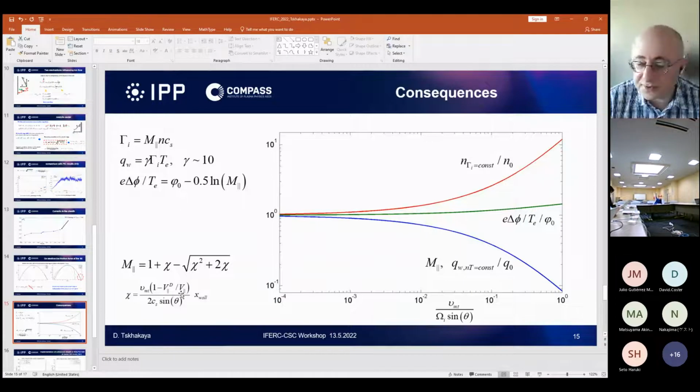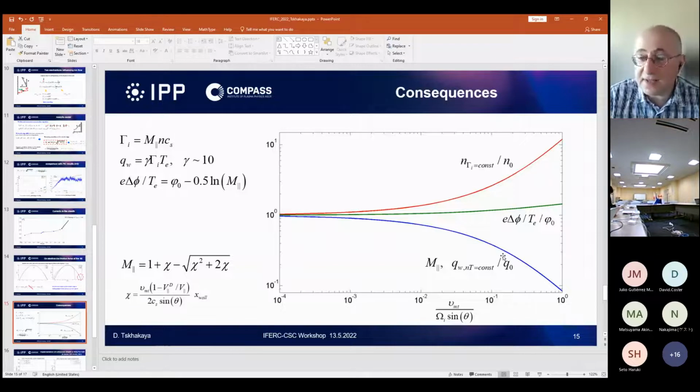And what are the consequences? The first consequence is that there are two possibilities. Possibility A: we consider just a fixed density and temperature, and we see what will happen to the fluxes, and of course these fluxes will reduce. So this is, for instance, the heat flux to the divertor plate when we have a constant density and temperature. This would be, of course, ideal, but unfortunately, density and temperature are definitely not constant.